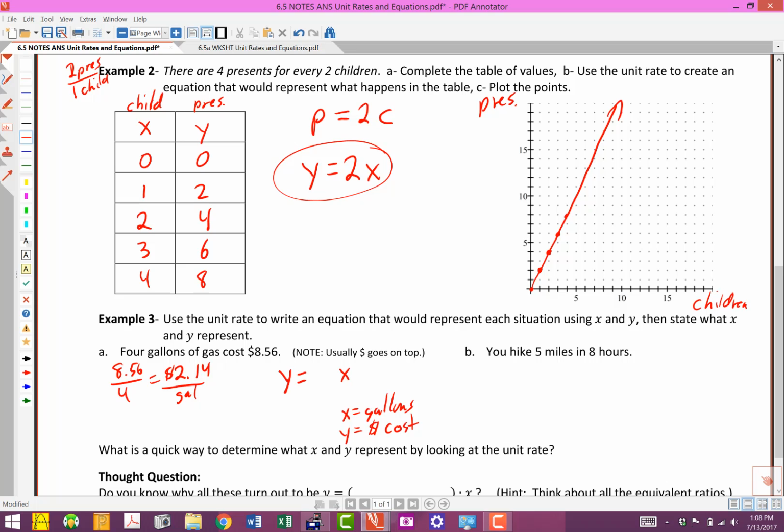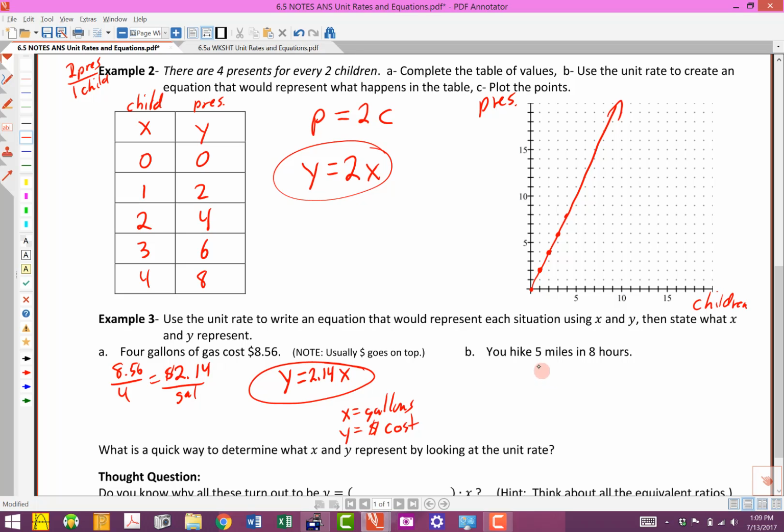Again, I want you to notice what happens here. This is going to be 2.14 right here. So if I put 1 gallon right here, x represents gallons. If I put 1 gallon right here, if I times it by 2.14, I get a cost of $2.14. If I put 4 gallons right here, I do 4 times 2.14, and I get 8.56. So that matches up with what we have here. So this is the equation that would represent this relationship.